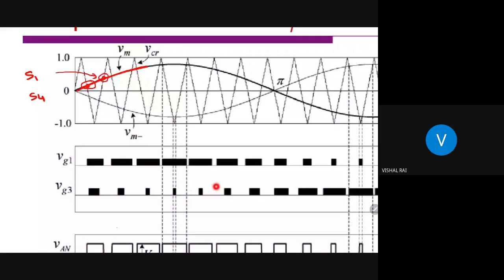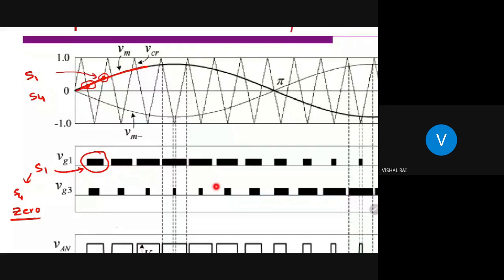When the modulating signal is greater than the carrier signal, a pulse is generated. This is the corresponding pulse for the switch S1. I have not shown the firing pulse for S4 here, but it is complementary to S1, so at that time S4 is completely 0. Clear?